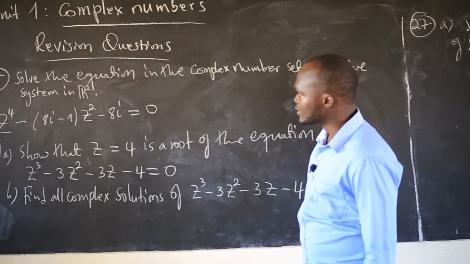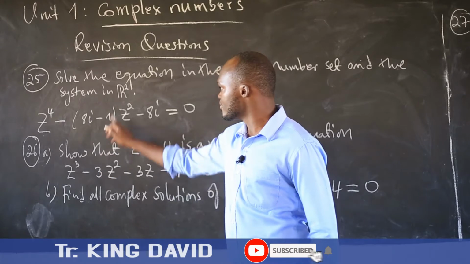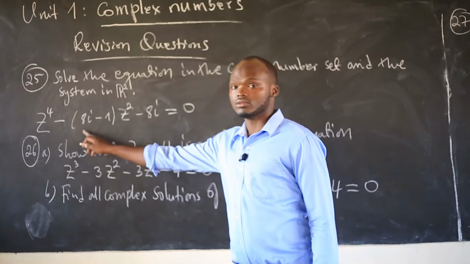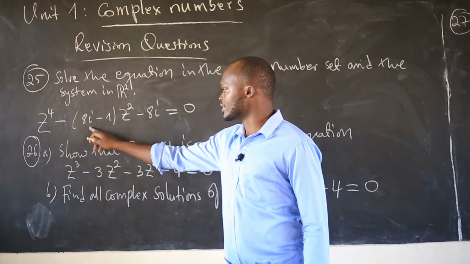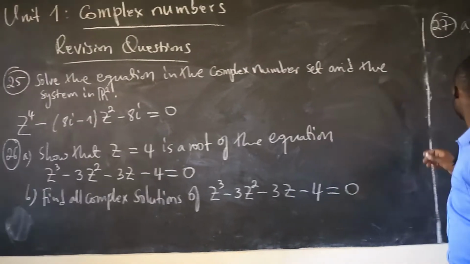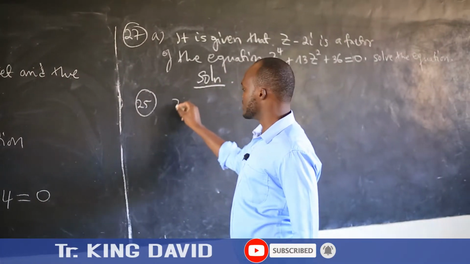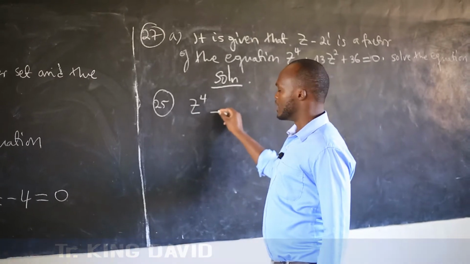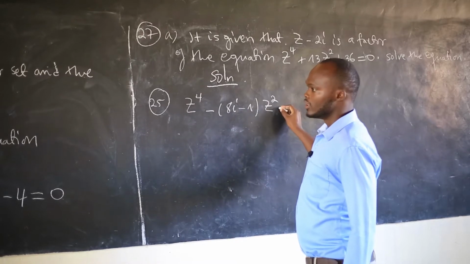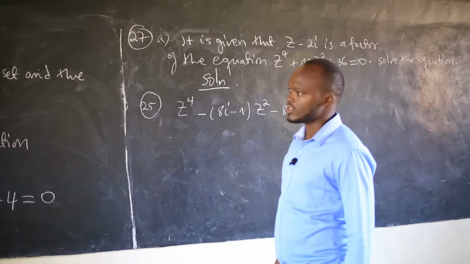Number 25 is saying, solve the equation in the complex number set. So we have Z power 4 minus (8i minus 1) Z squared minus 8i equal to 0. We're going to solve that equation. This is what we call a biquadratic equation.